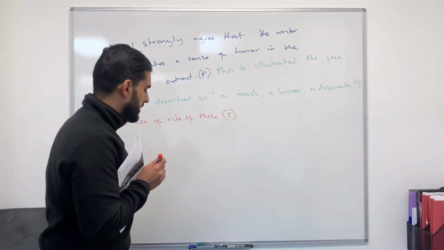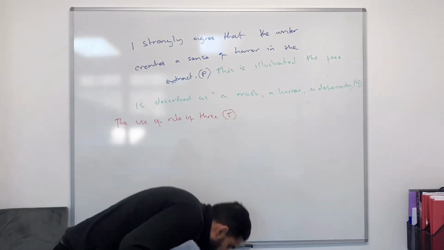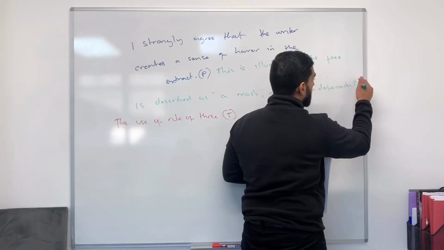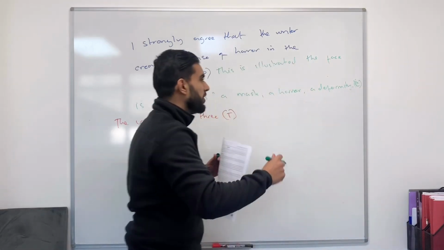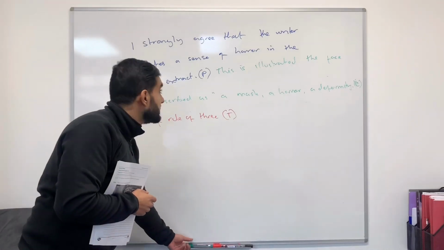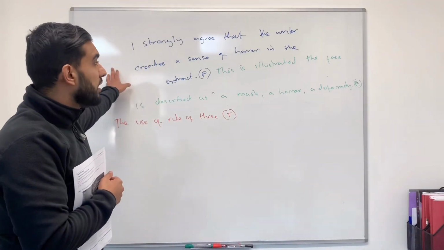Sorry, guys, that is not a T. That should be an E. Guys, this here should be an E. It's my evidence. It's not my technique. I hope if you're watching at home, you corrected me before I corrected myself. All right, guys, I strongly agree that the writer creates a sense of horror in the extract. Point done.